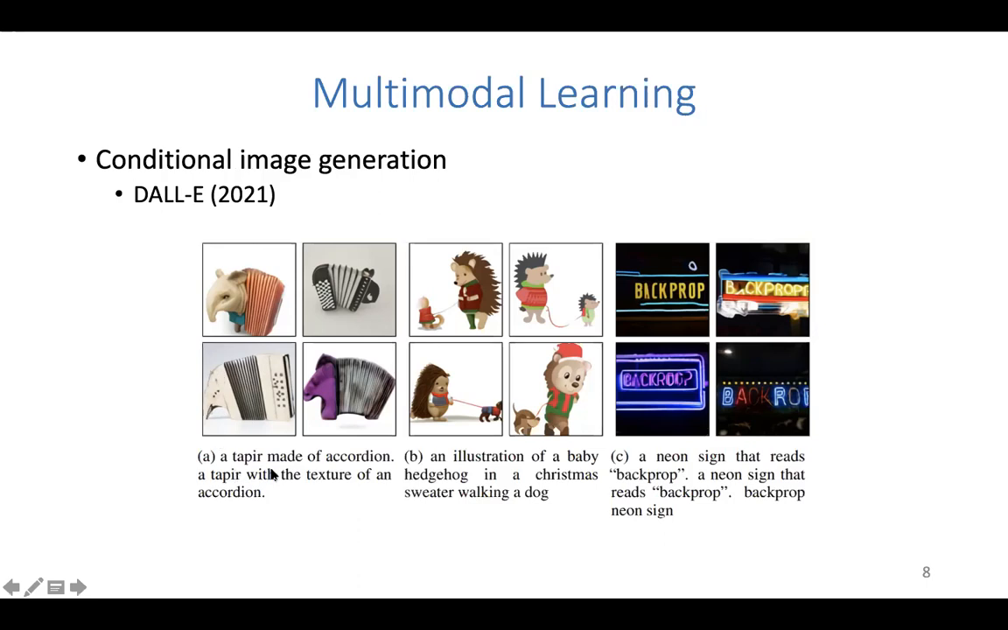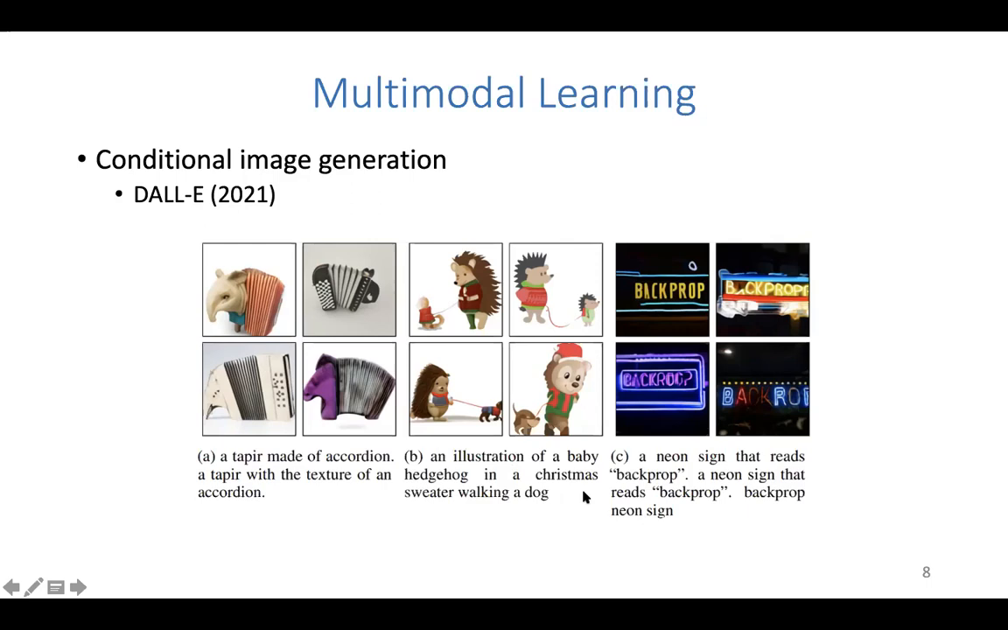These are all generated images. First of all, none of these are ground truth images. The model has never seen this kind of image before. For example, let's look at this image, given the text: an illustration of a baby hedgehog in a Christmas sweater walking a dog. After being trained on millions of images collected from the internet, the model is trying to generate an image that corresponds to this description.